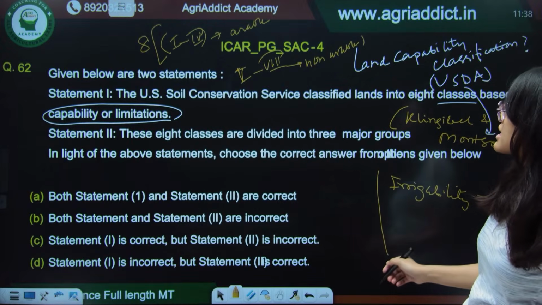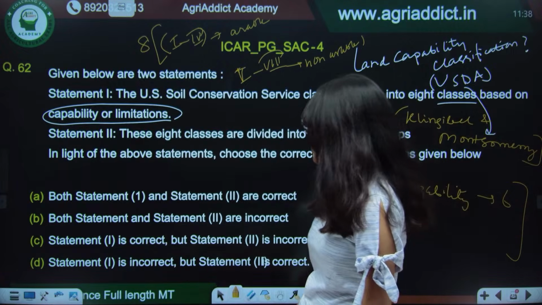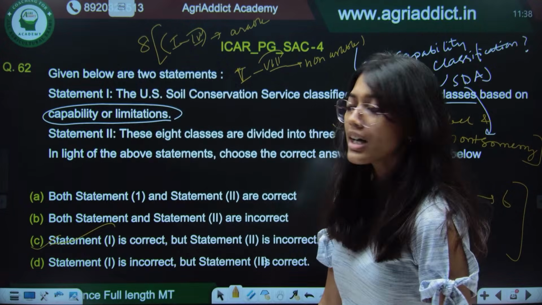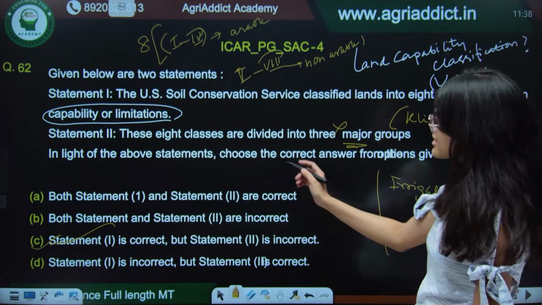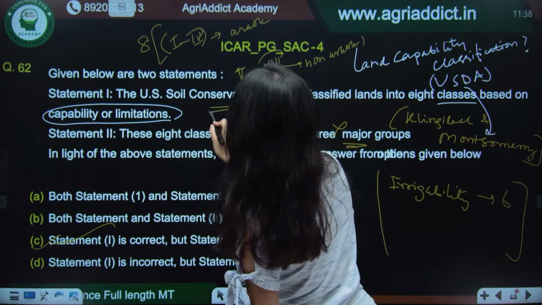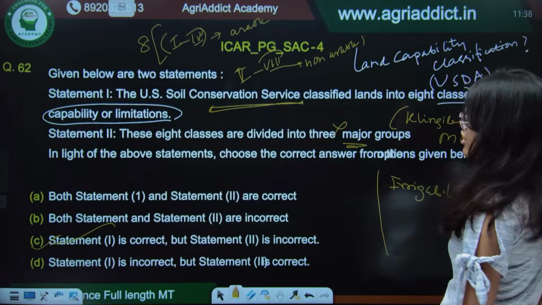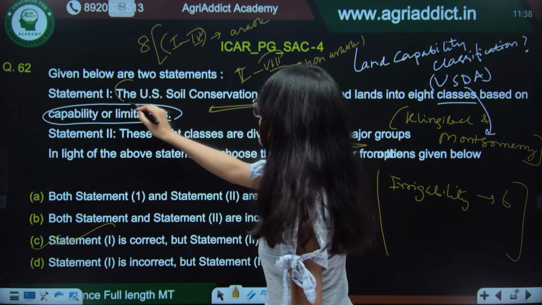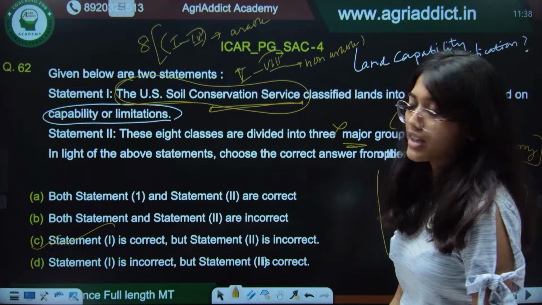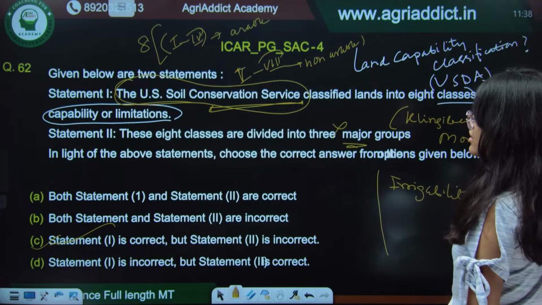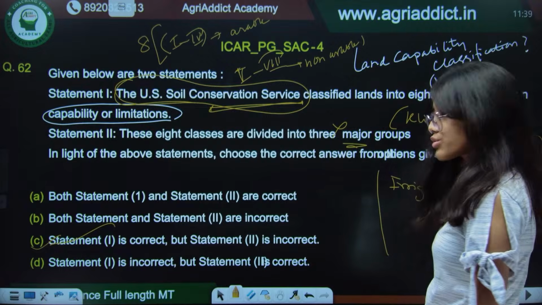So, these 8 classes are divided into 3 major groups. No, these are divided into 2 major groups. So, statement 1 will be true, but statement 2 is incorrect. So, option number C is the correct answer. Okay, it is saying that soil conservation service, I think it is one of the parts of the USDA, United States Department of Agriculture, and that's why. Okay. So, 3 major groups is the wrong statement, but statement number 1 is true.